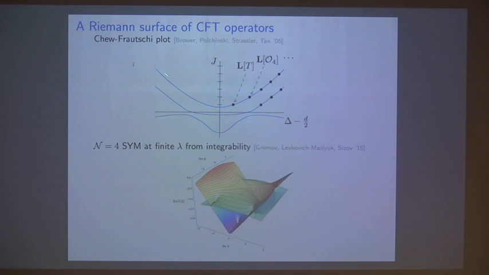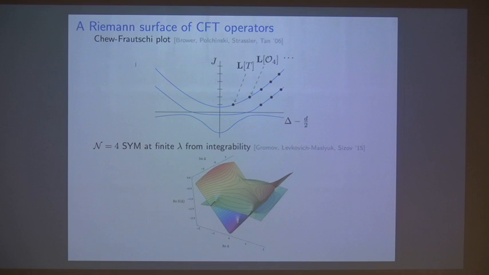And this claim would seem a little crazy, except we have some beautiful explicit examples. So this is the Riemann surface in N=4 super Yang-Mills theory at finite coupling coming from integrability. This is in particular for twist 2 operators. And in this plot here, this is spin versus dimension, and it's including both the real part of the dimension and the complex value of the dimension.